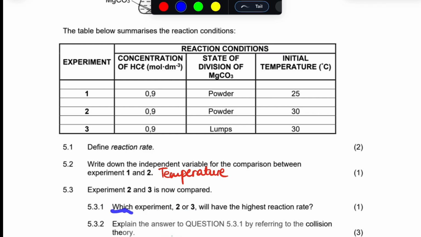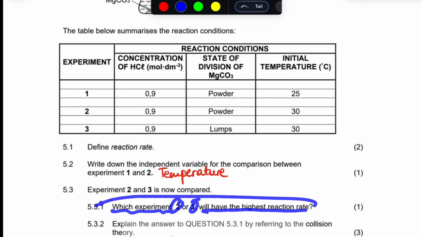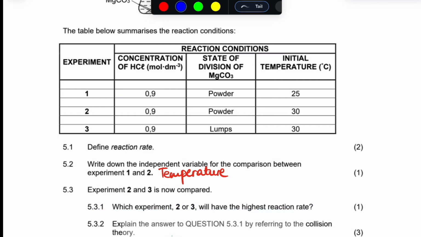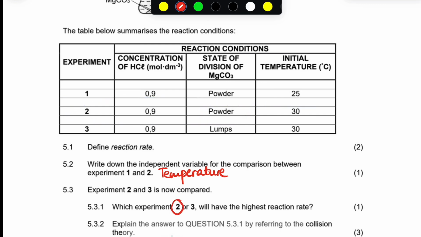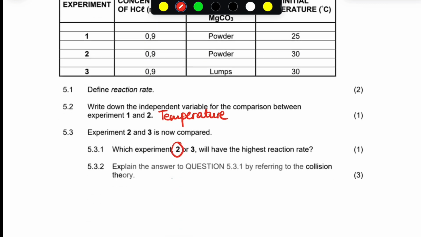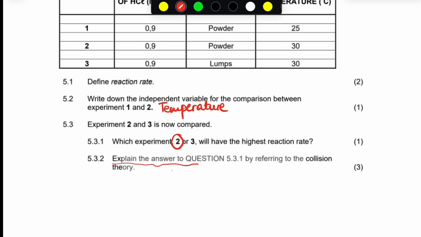Now it says which experiment, 2 or 3, will have the highest rate of reaction. The one that will have the highest rate of reaction between the two is the one that has a greater surface area, which is experiment 2. It's a powder. So the answer is experiment 2. Now 5.3.2, it says explain your answer by referring to the collision theory. It's 3 marks. That means it's going to be 3 points.